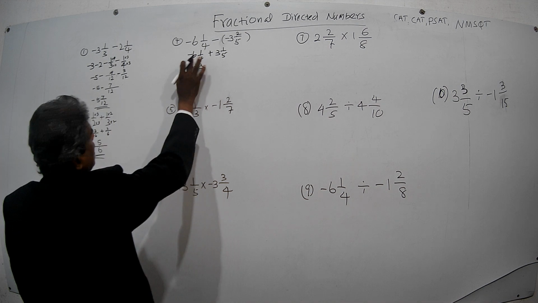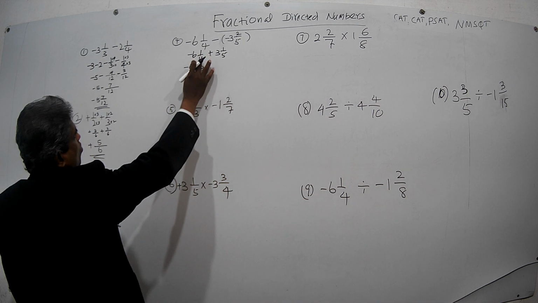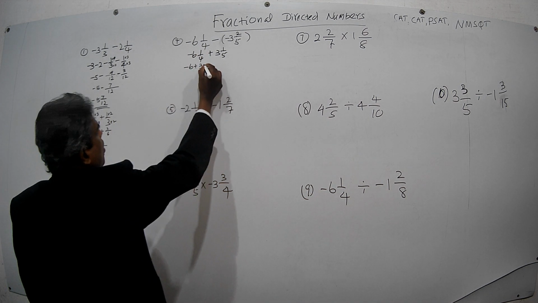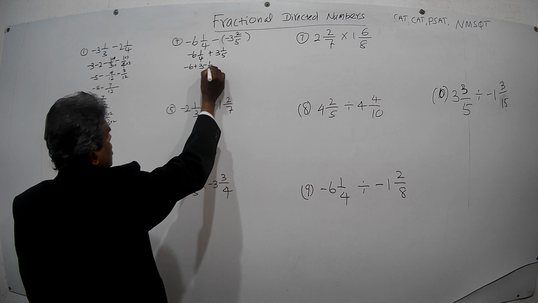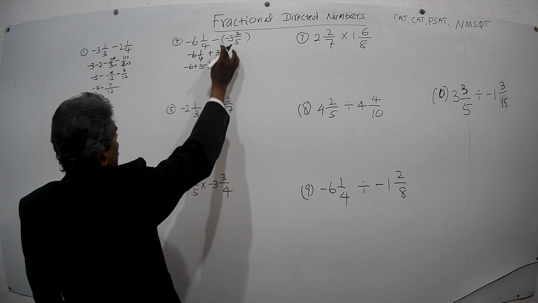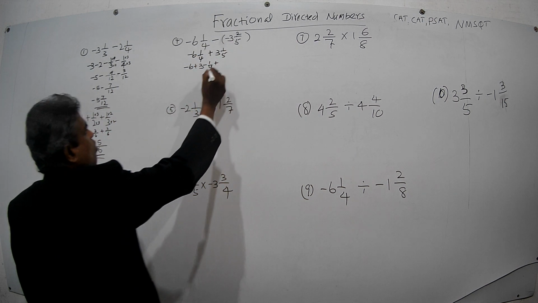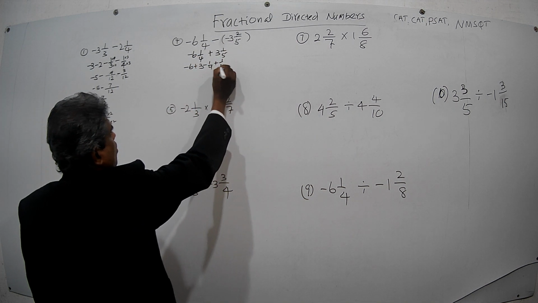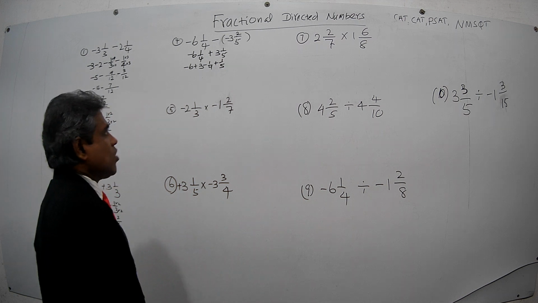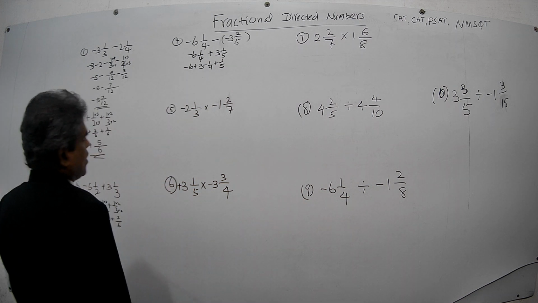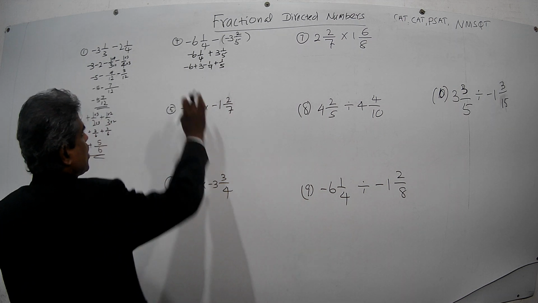Then here this 1/4, 1 over 4, is a part of this negative also, therefore minus 1 over 4. Here this 1 over 5 is part of this whole positive fraction, therefore 1 over 5 must be positive. Now written in that way, you can simplify these two.